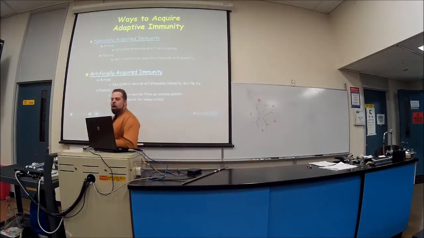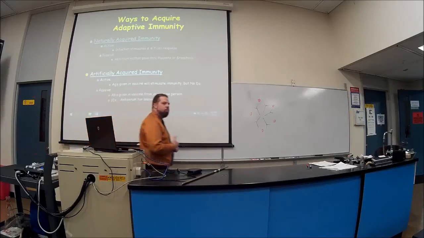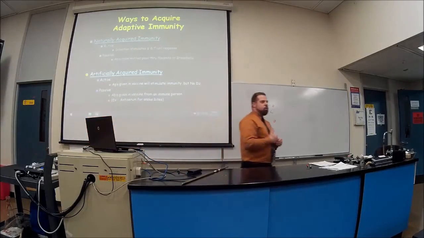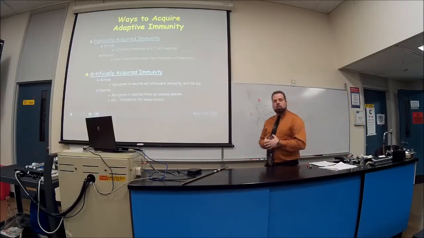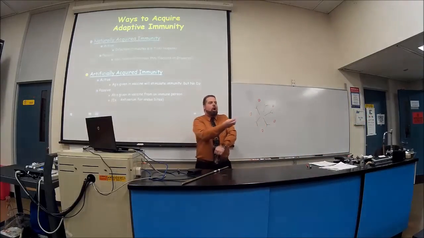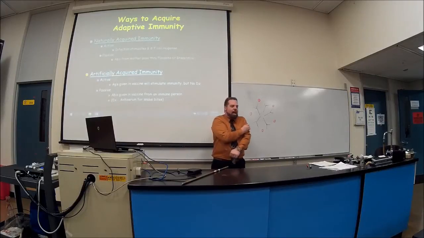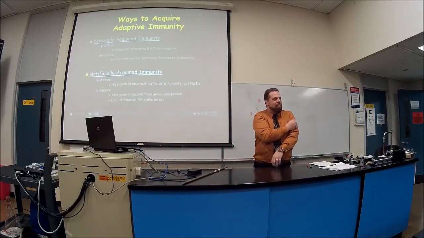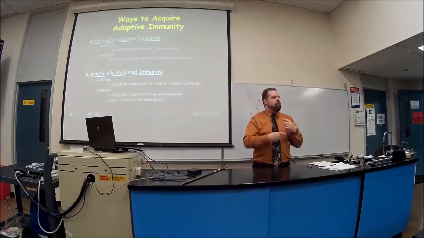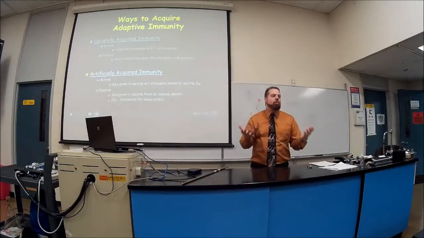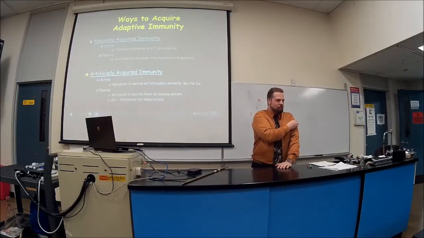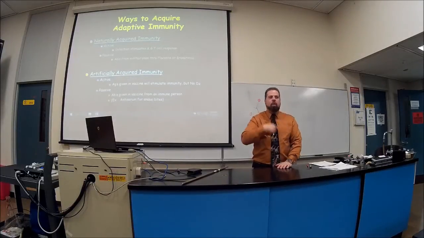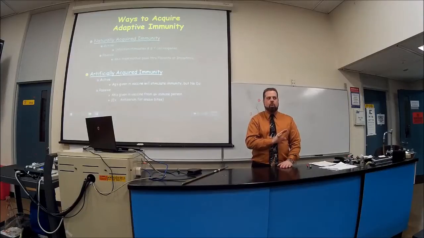Then we have artificially acquired immunity. And again, we have active versus passive. Active is just the way a vaccine works. This is artificial. We're going to artificially give you the antigen so that your body creates the antibodies to it. You weren't actually exposed to the influenza virus. We're going to artificially give it to you. Does that make sense? And then you build immunity to that. Cool. Questions about that? All right.